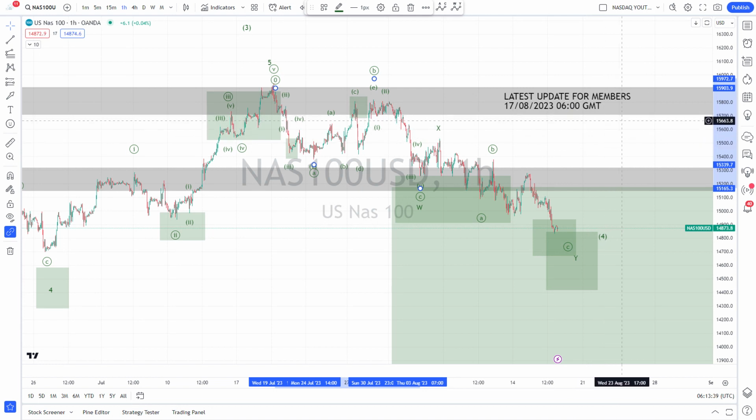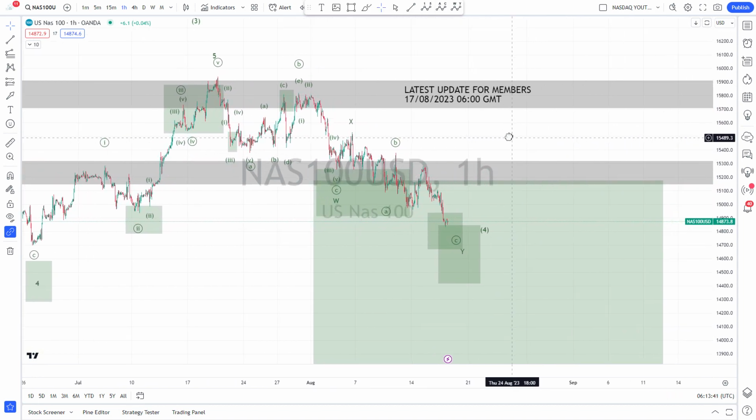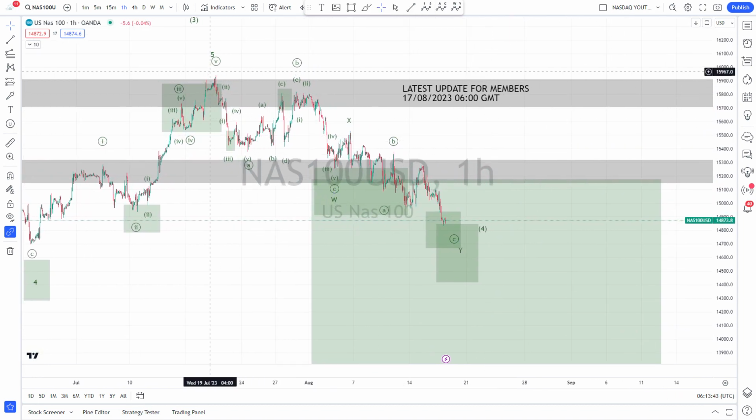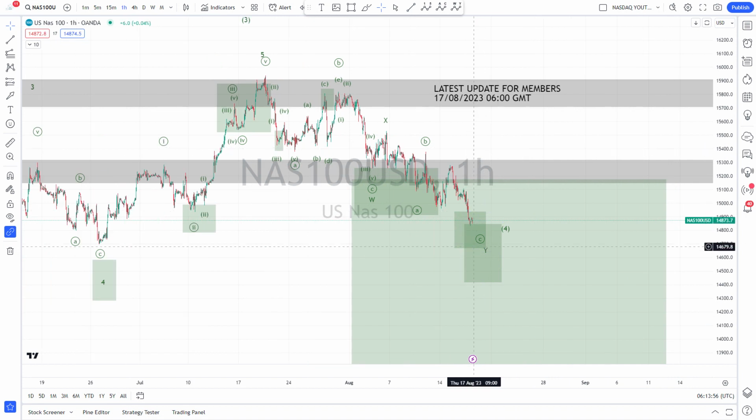And yeah, I need more data, but I will not exclude that from here I go short again, just to anticipate the double correction. The double correction in the sense of a bigger WXY down. So this is something that can happen. But let's first look at this here. What will be the reaction from this area?